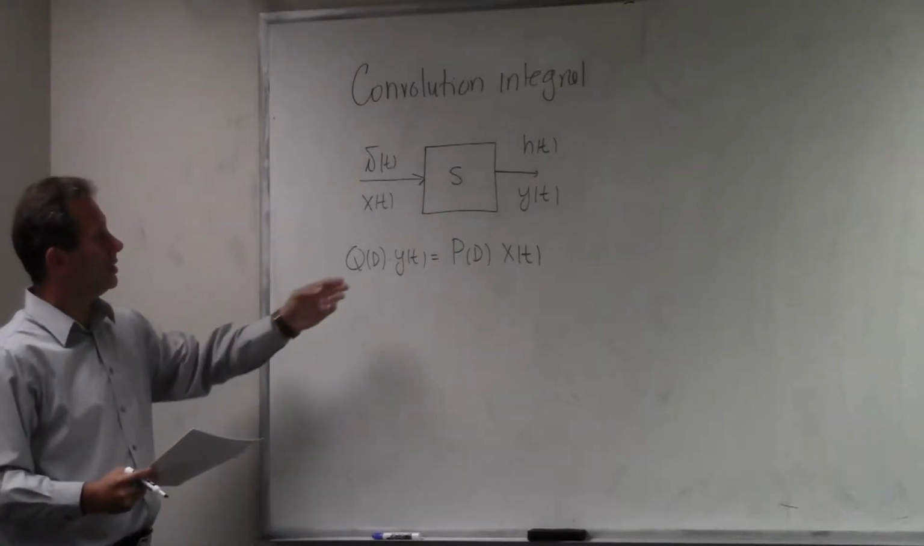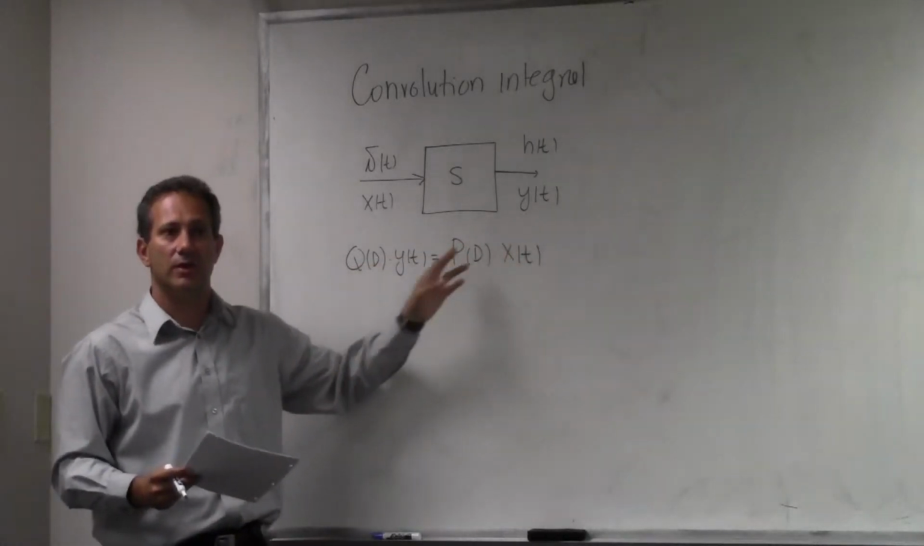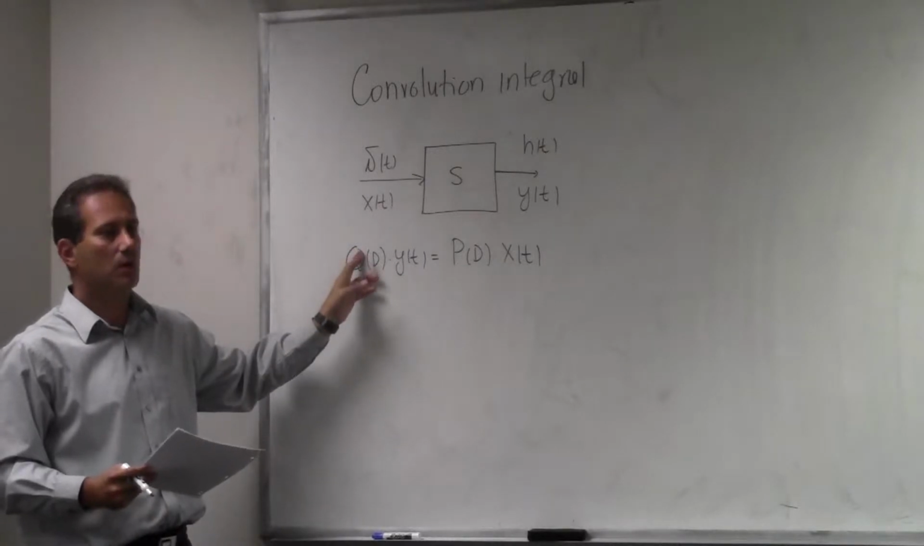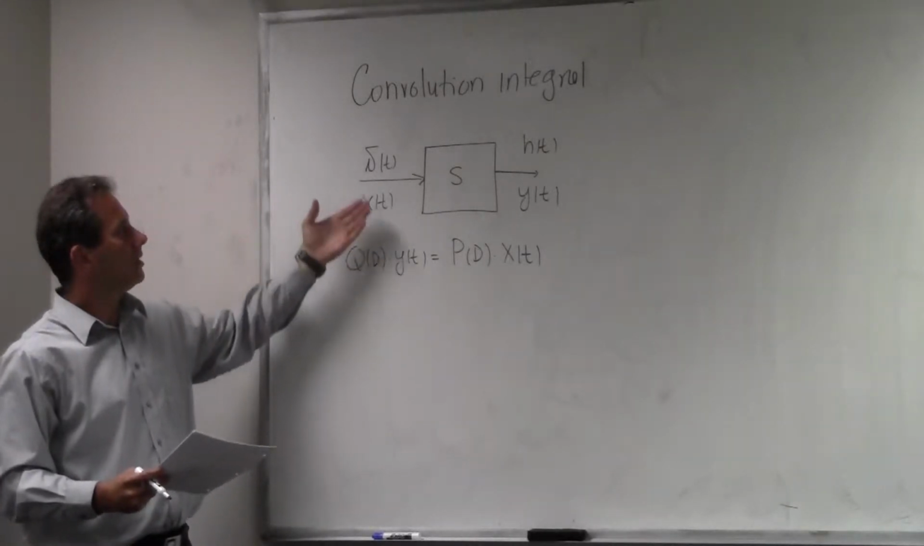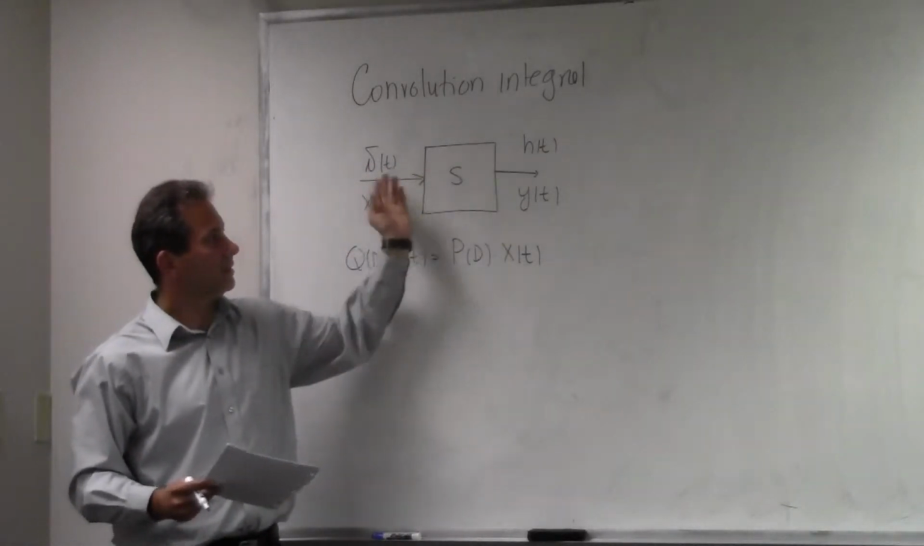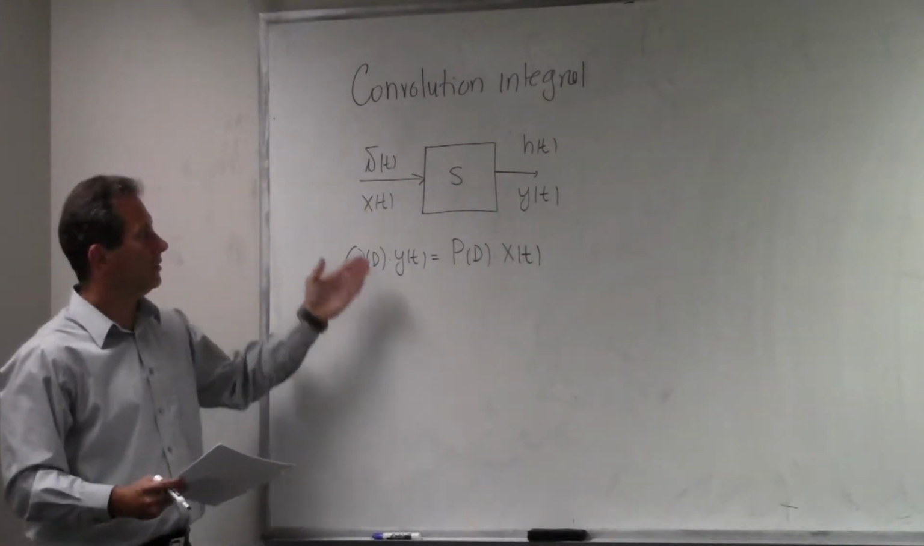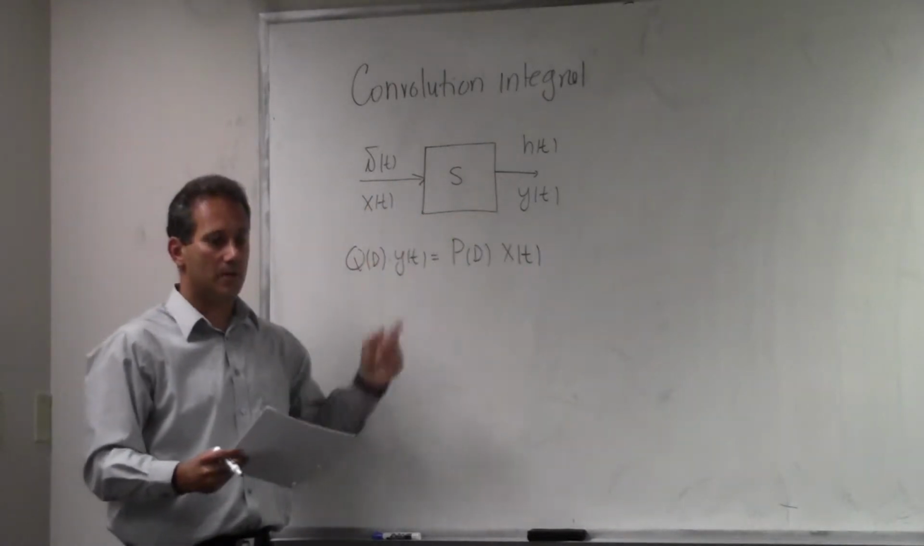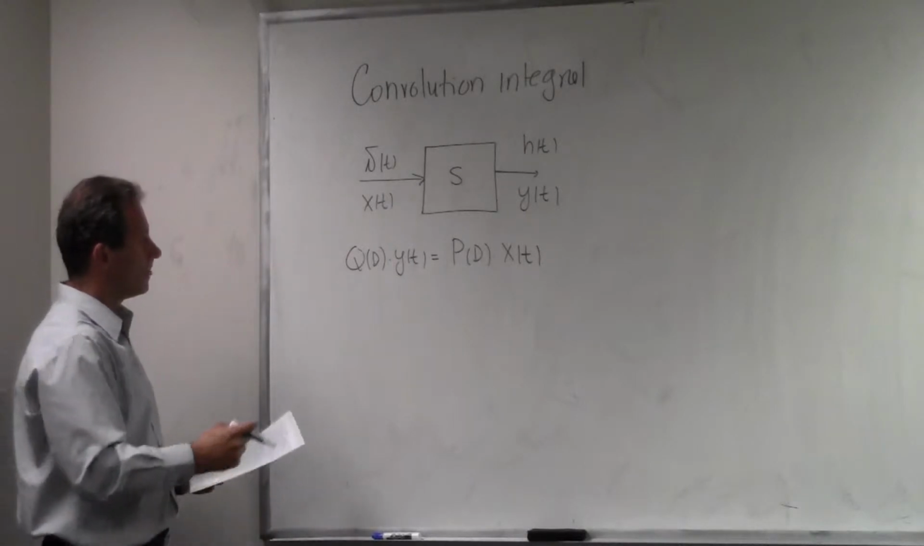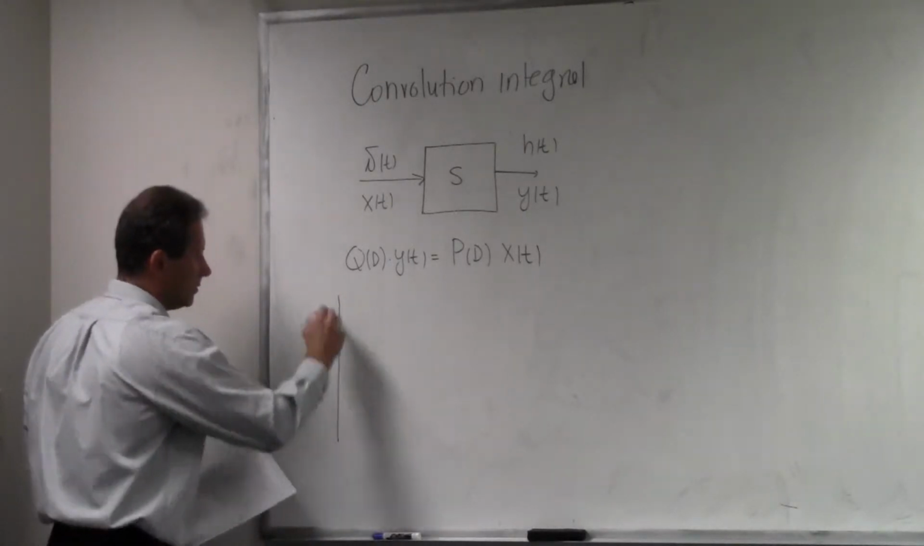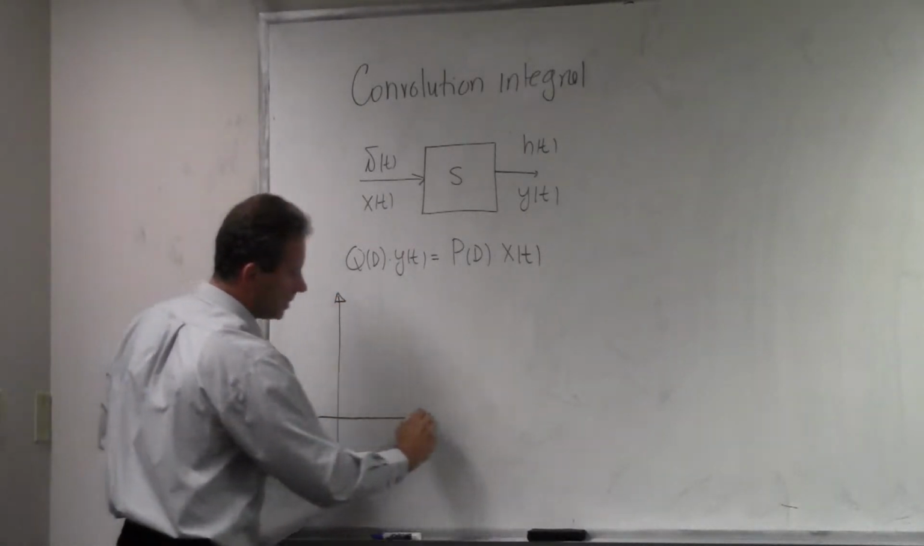Now, our goal here is to determine what y of t is for an arbitrary x of t. So I want to understand if, by knowing h of t, I can calculate y of t for an arbitrary x of t. What we did last time, let me just give you a 2-sentence summary.